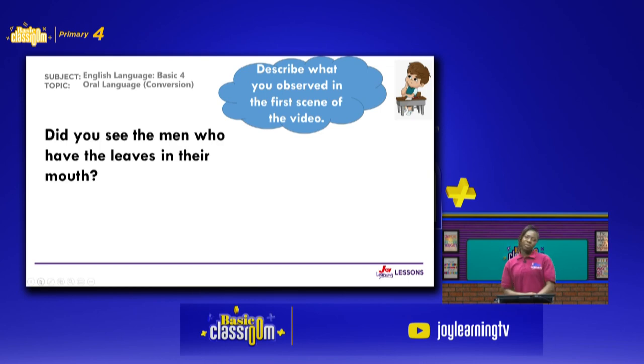Now, let's see if your observations match with mine, because I asked you to be writing things down so that after we have watched the video, we all talk about it. I am also going to help this process by using some questions. My first question is, did you see the men who had some leaves in their mouths? Did you see them? I hope you saw them in the video. Good, you saw them. Now, apart from them putting that leaf in their mouths, what else were they doing? What else did you notice about these particular men?